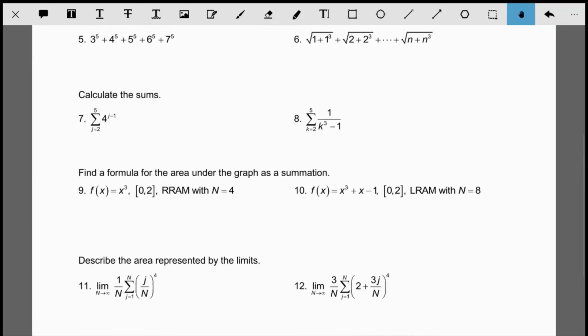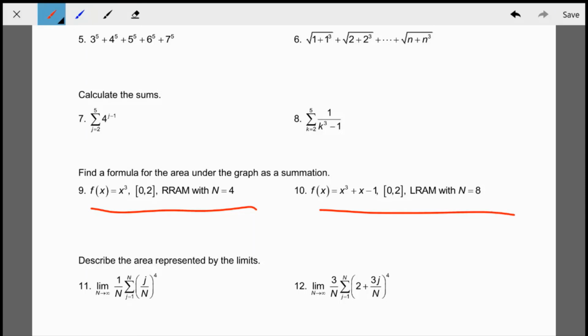You can see that there's also some here where they ask you to write the summation to represent the right-hand approximation or the left-hand approximation. We sort of have a formula to do that using the patterns that I just showed you, so that's pretty straightforward. But if you really know it well, you can do it backwards, which is what 11 through 14 is.